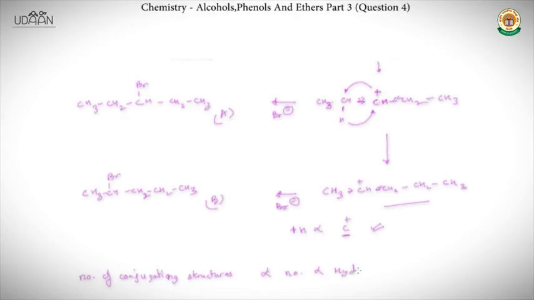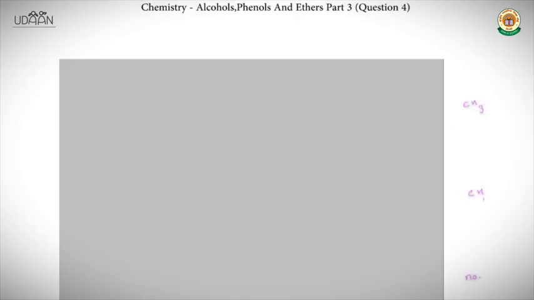And you can clearly see this compound has 2 plus 2, that is 4 alpha hydrogens, and this has 3 plus 2, that is 5 alpha hydrogens, and the compound which has more alpha hydrogens is more stable. Therefore, the second one will be formed.